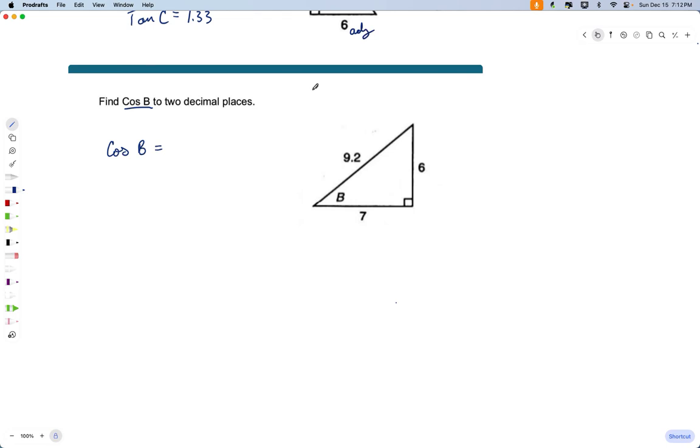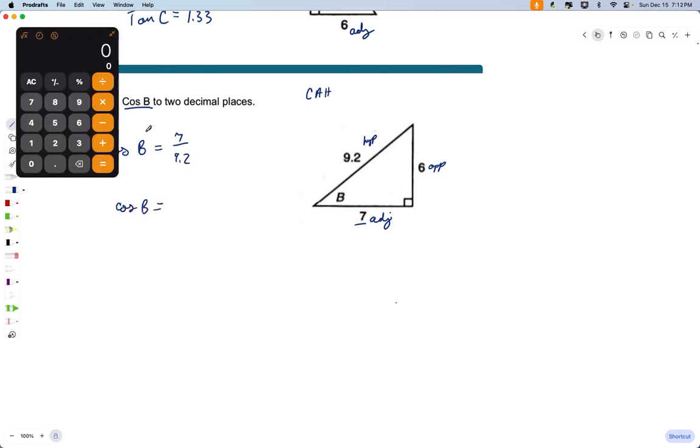So it's SOH CAH TOA, right? This is the opposite, this is the hypotenuse, this is the adjacent. So it's the adjacent over the hypotenuse. The adjacent is 7 and the hypotenuse is 9.2. The cosine of B is equal to 7 divided by 9.2. Round that to 2 decimal places, it's going to be 0.76.